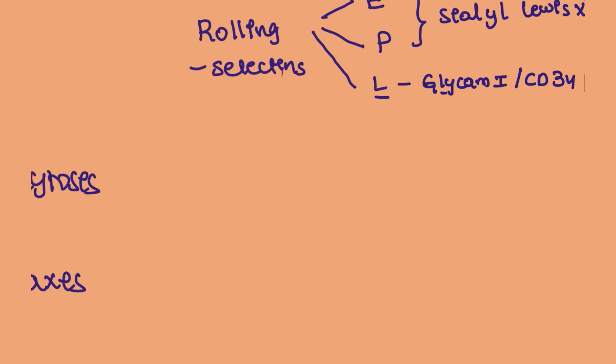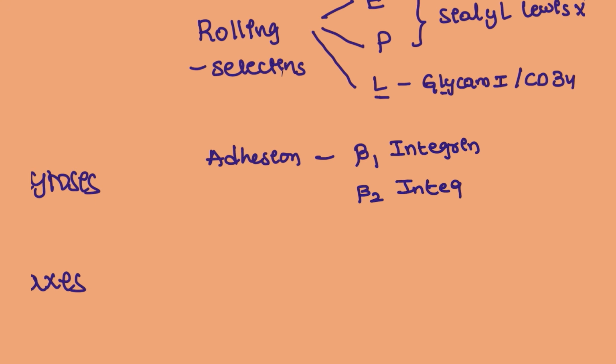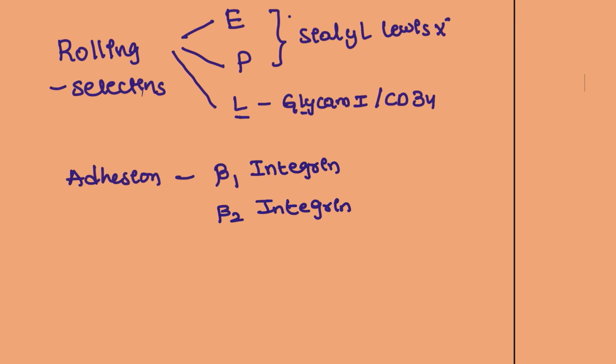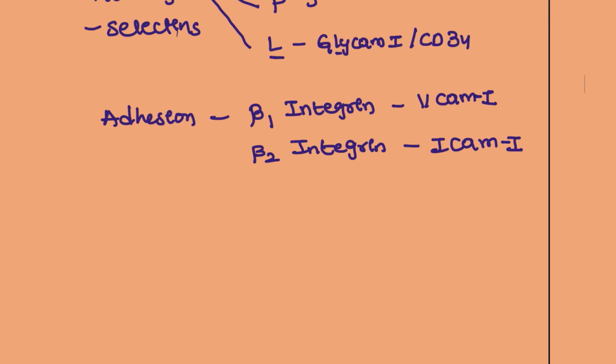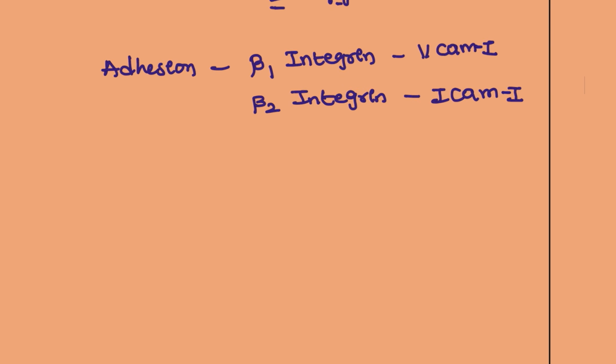Next, after the rolling is done, we have the adhesion. Adhesion means tight, that you have to hold. This is done by beta 1 and beta 2 integrins. Beta 1 will be done by VCAM1. Beta 2 is done by ICAM1. Don't confuse them. And after the adhesion, we have the last step, that is diapedesis.